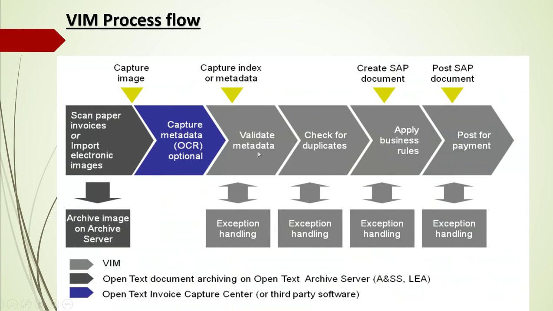Then it will go into validating the metadata or the data entry, and checking for business rules and duplicates. All these are automated checks. If there are any exceptions or errors, then there is an exception handling process. And once the business rules are approved and all that is done, it is posted into SAP.